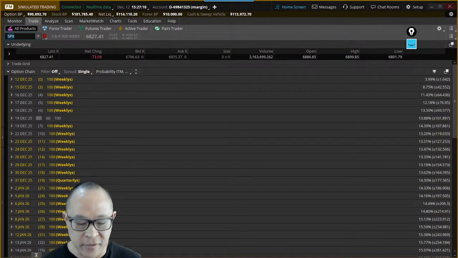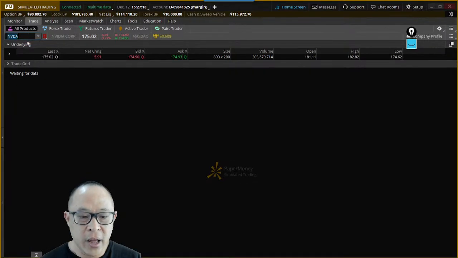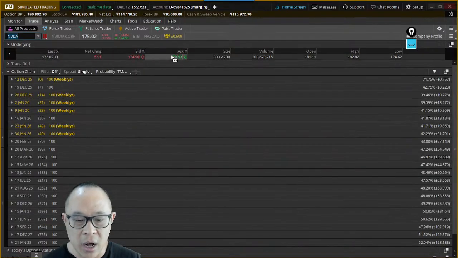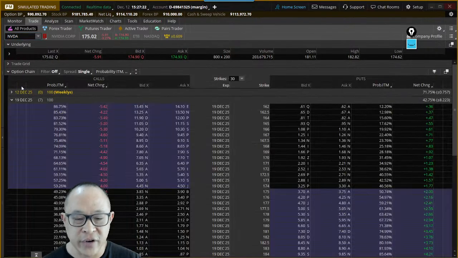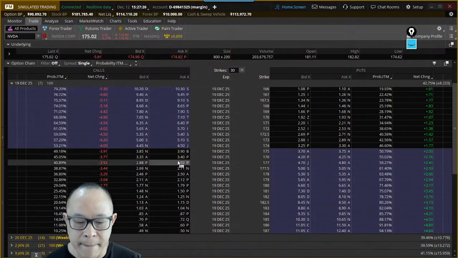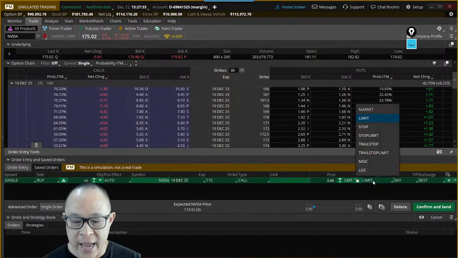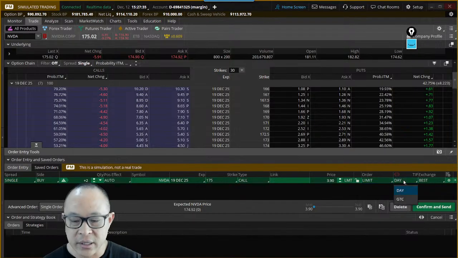So, for example, if I want to look at NVIDIA, make sure that you know how to look up ticker symbols, how to place a buy order for a stock, sell a stock, how to look at your different option chains, and make sure that you're familiar with how to buy and sell by clicking on the bid or the ask, and looking down here at the different order types, different prices, good till canceled, etc.